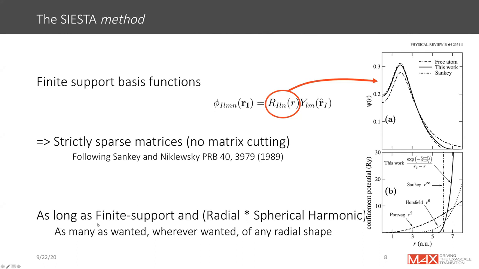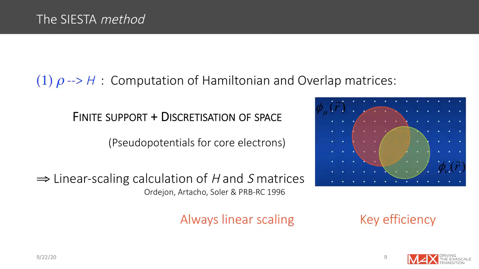And as long as, this is a key point in Siesta, as long as you have finite support basis functions with a radial times spherical harmonic shape, the rest is up to you, the user. You can put as many as you want, whatever you want, and of any radial shape you want. In this instance, I normally say that if you want to put the New York skyline as your radial shape, it is your problem. You can do it if you wanted to, and if it's good for your calculations.